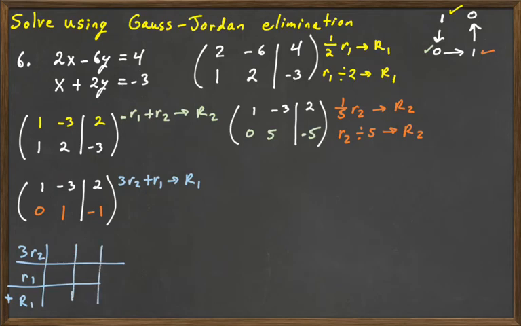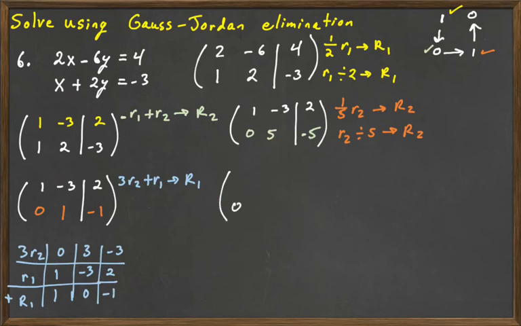Okay. So 3 times 0 will be 0. 3 times 1 will be 3. And 3 times negative 1 will be negative 3. So I'm just multiplying 3 times row 2. Then we're going to add to that row 1, which is 1, negative 3, and 2. And so we add that. 0 plus 1 is 1. Negative 3 plus 3 is 0. And then negative 3 plus 2 is going to be negative 1.